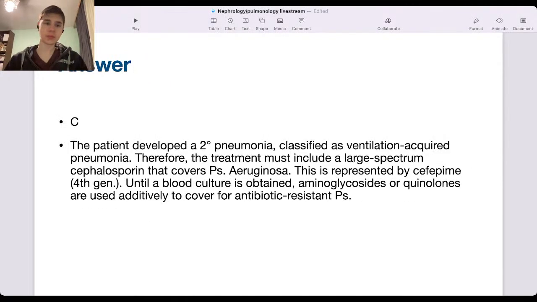The answer is C. The patient developed a secondary pneumonia, classified as ventilator-acquired pneumonia. Therefore, the treatment must include a broad-spectrum cephalosporin that covers Pseudomonas aeruginosa. This is represented in the answer by cefepime. Until a blood culture is obtained, we use aminoglycosides or quinolones additively to cover the antibiotic-resistant Pseudomonas strains.